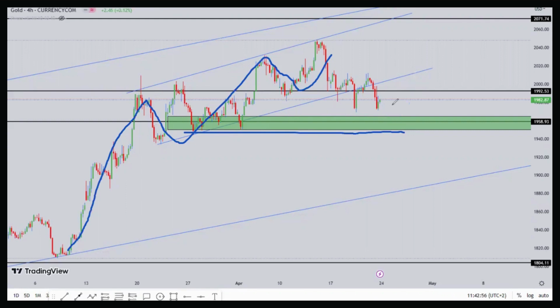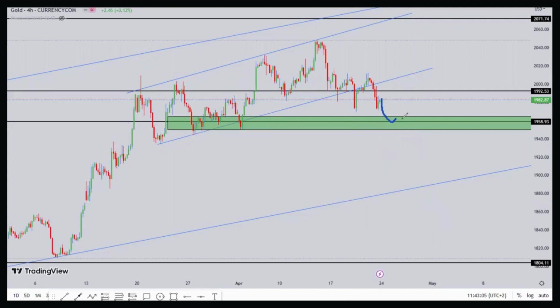Because if gold can break below this area, that means now gold has changed directions. It's just going to come back down. Okay. So now we normally expect this to come back down here, and then from then we're going to have our buying entries going to the upside.